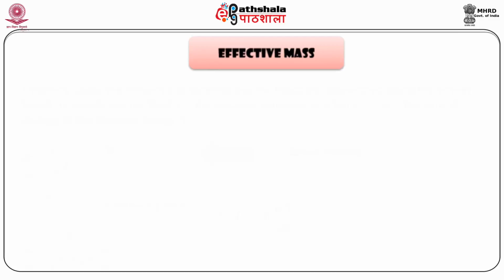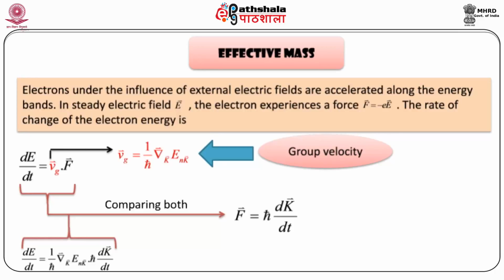Electrons under the influence of external electric fields are accelerated along the energy bands. In a steady electric field E, the electron experiences a force equal to minus the electronic charge multiplied by the electric field E. The rate of change of the electron energy, dE/dt, is equal to the group velocity Vg dot F, the force, where the group velocity Vg is equal to 1/ħ times the gradient of E(k). Also we have dE/dt equal to 1/ħ times the gradient of E dot ħ dk/dt. Now, making an analysis of the previous equations that we have derived, the force is then written as ħ dk/dt.